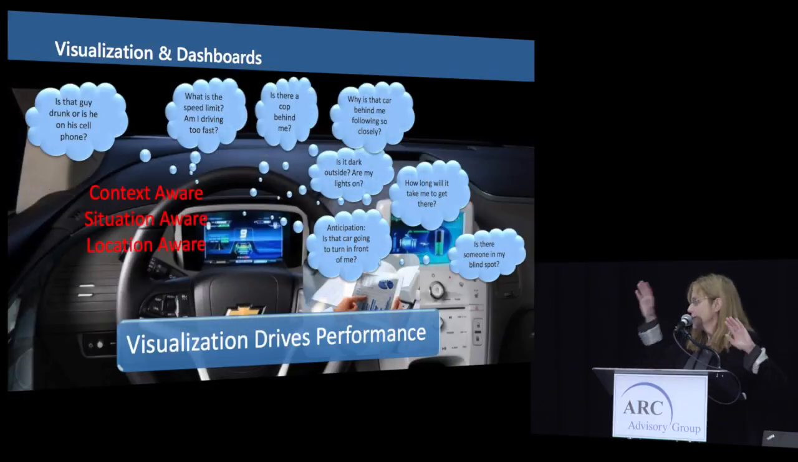So, you're looking at a dashboard, and when my daughter was learning to drive, I would say you have to anticipate what someone's doing. You have to look for what's in the blind spot. Is there a cop behind me? Am I driving this way? And that's like the context of what's going on. Is that person weaving because they're on their cell phone, or are they drunk? I call them weavers, and those are the kind of things that you always have to be aware of.